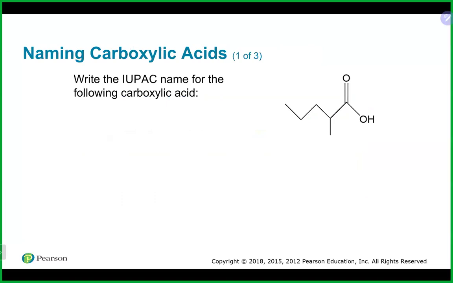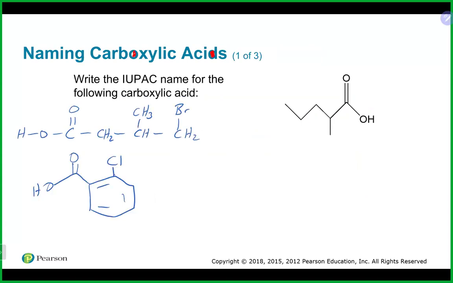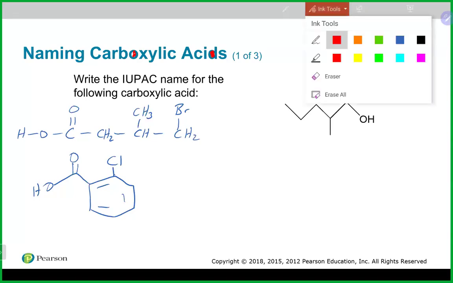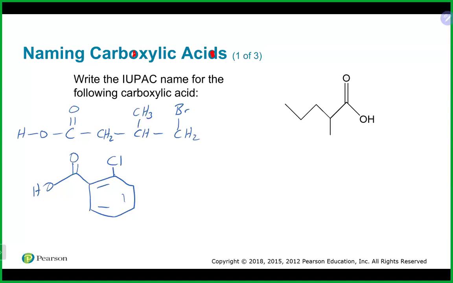So why don't you try some here? Why don't you give the name of this one? Okay, let's take a look and see. We'll start with the original one here. So first off, you hopefully should be able to recognize the carboxylic acid group. Again, that is our oxygen carbon attached to an OH group. So that is our carboxylic acid group there.